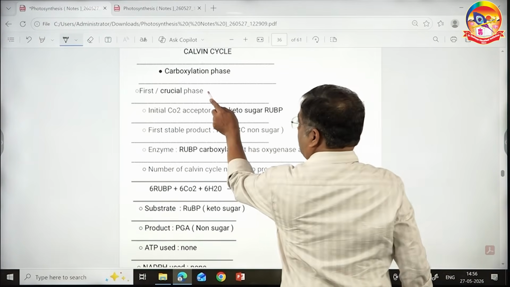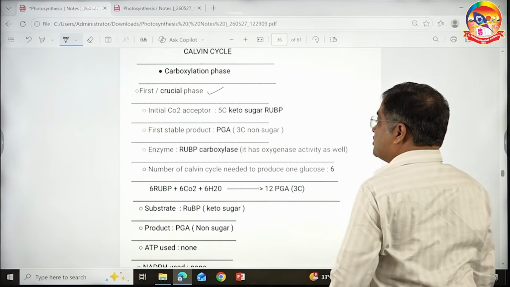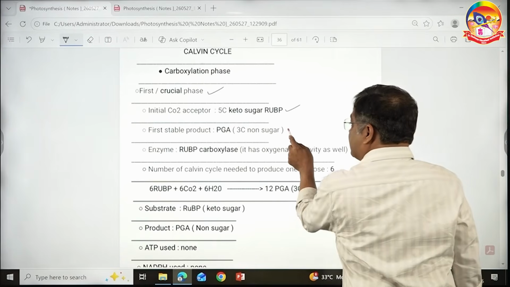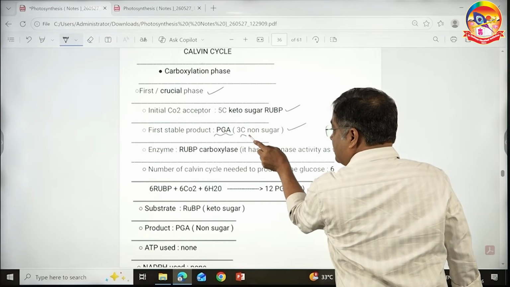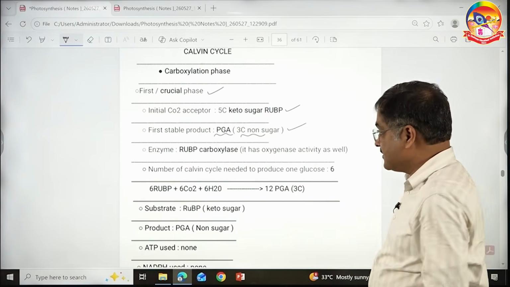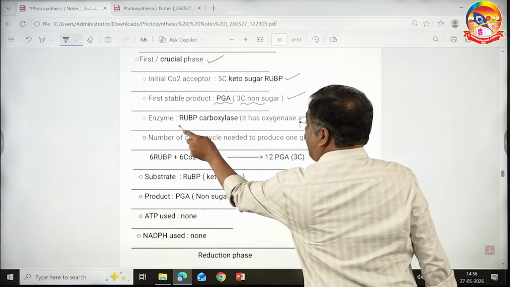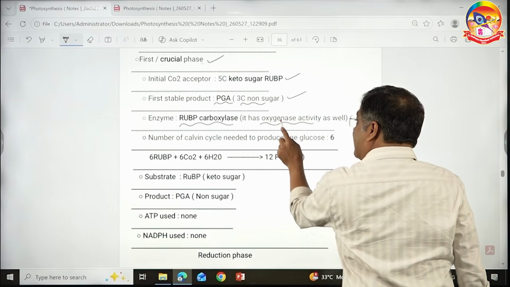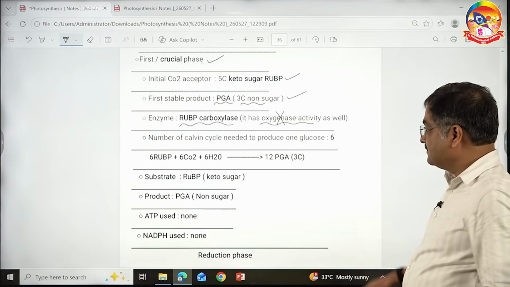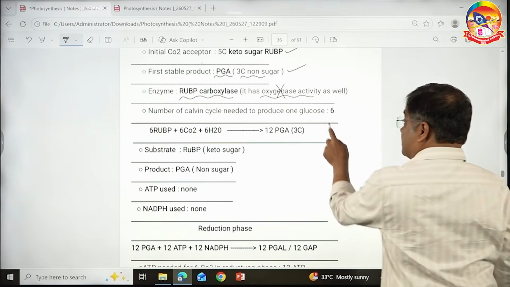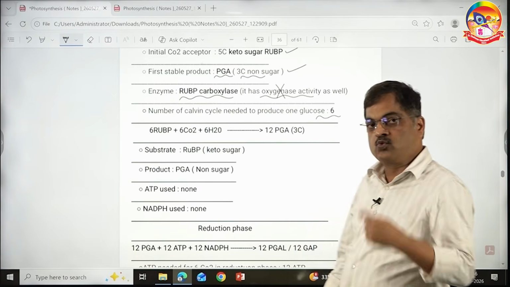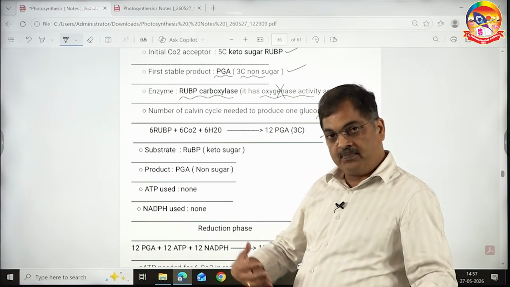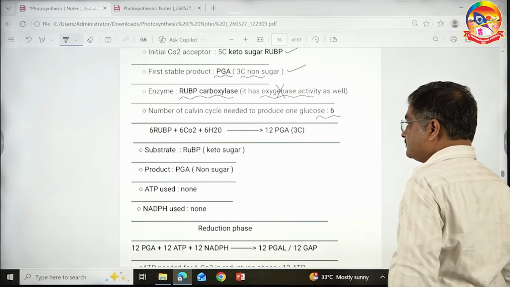It is the fast and the crucial phase. The initial carbon dioxide acceptor is a 5-carbon keto sugar. The first stable product is phosphoglyceric acid, which is a 3-carbon non-sugar. The enzyme is RuBP carboxylase. It has oxygenase activity as well, but here it is not acting as oxygenase. The number of Calvin cycles needed to produce glucose is 6, because 1 CO2 is said to be 1 Calvin cycle. So 6 Calvin cycles have to operate in order to produce glucose.